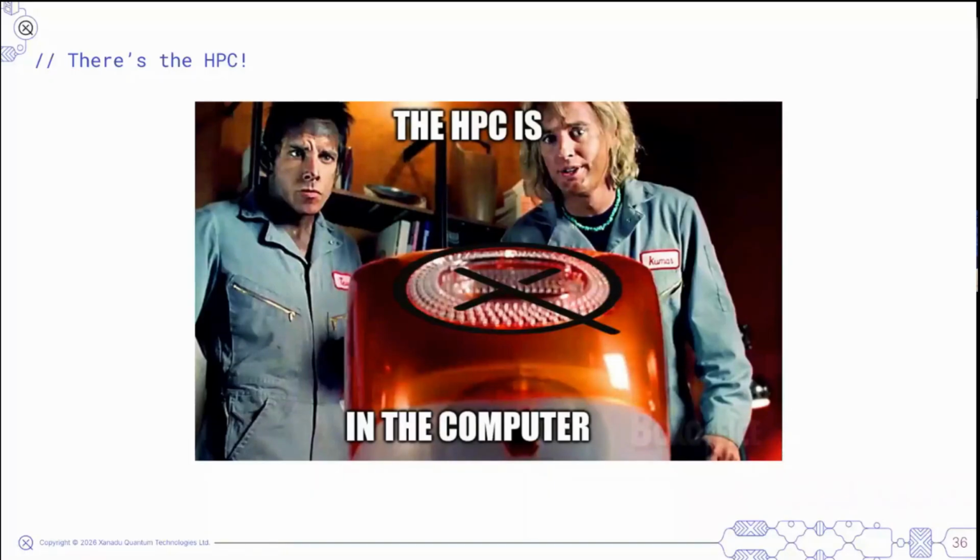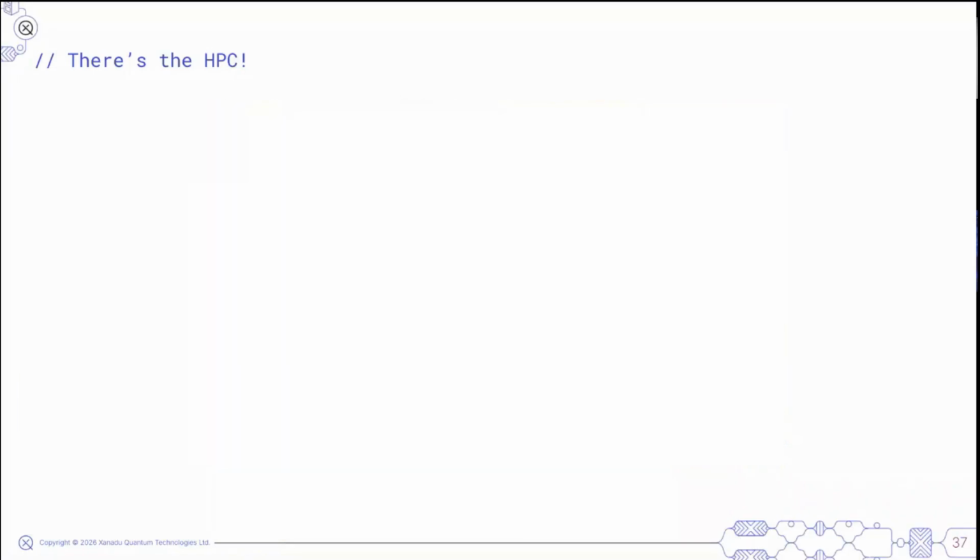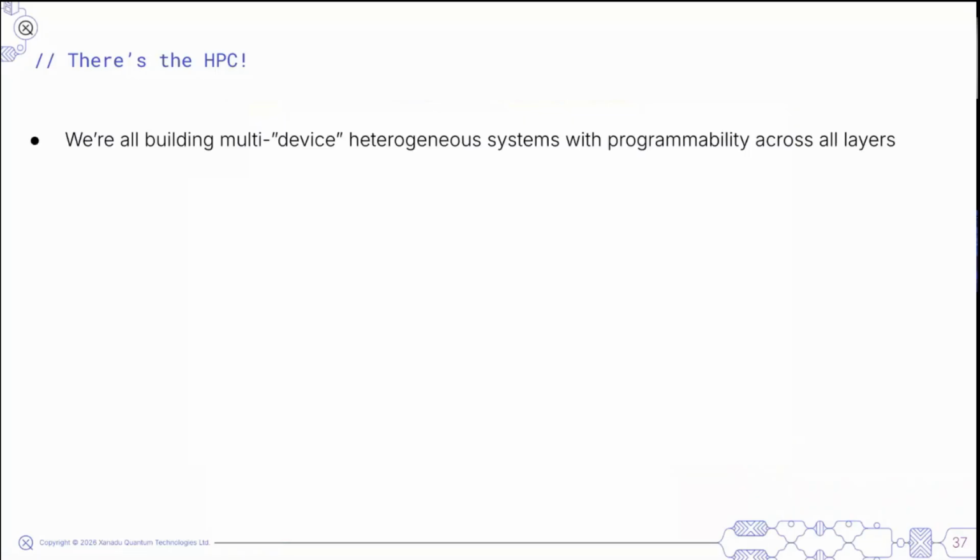We see it as one all-encompassing solution, that we need full stack quantum computing, which has HPC in the list, okay? So the important thing here is we're all really building these multi-device heterogeneous systems with programmability at every layer in the stack, right? From high-level expression all the way down to controlling things across PCI Express, across UALink, across whatever type of bus architecture we have available to us.